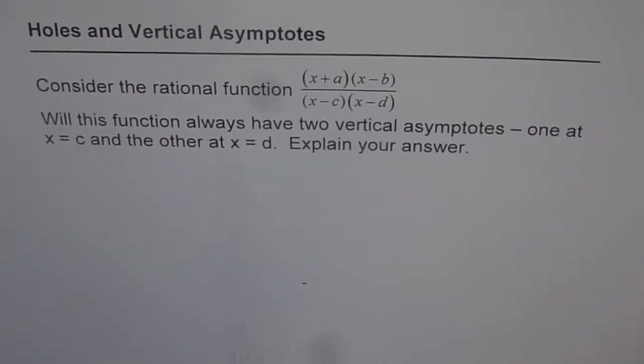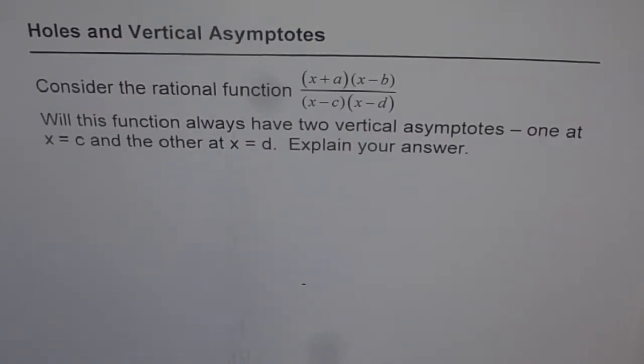Let us now analyze the vertical asymptotes of a rational function. The question here is, consider the rational function (x + a)(x - b) divided by (x - c)(x - d). Will this function always have two vertical asymptotes, one at x = c and the other at x = d? Explain your answer. That is a very simple and straightforward question.